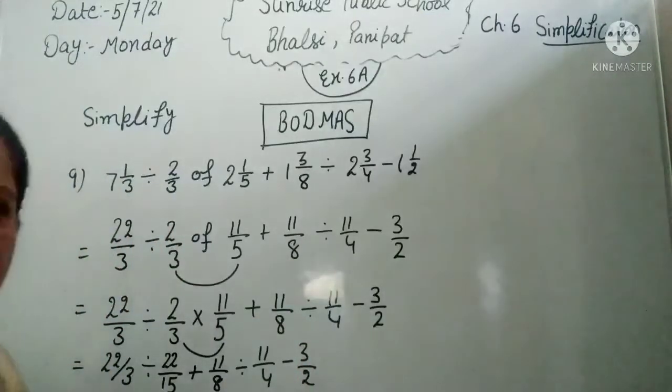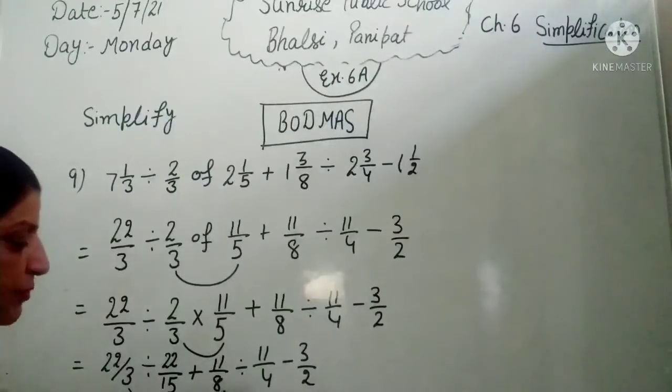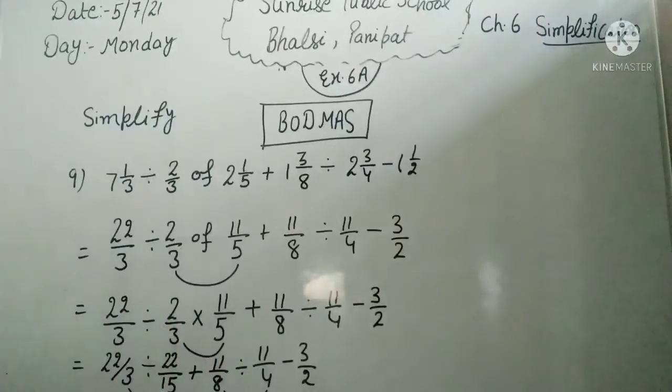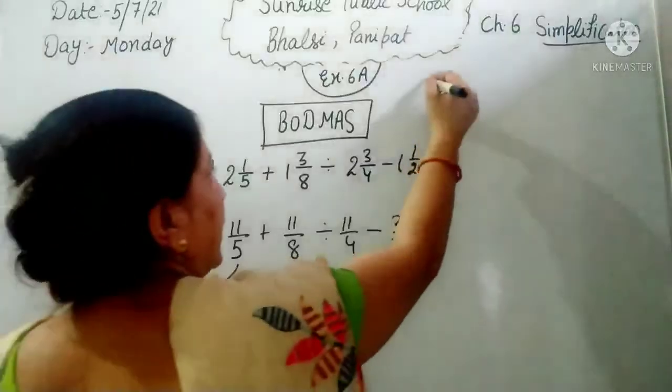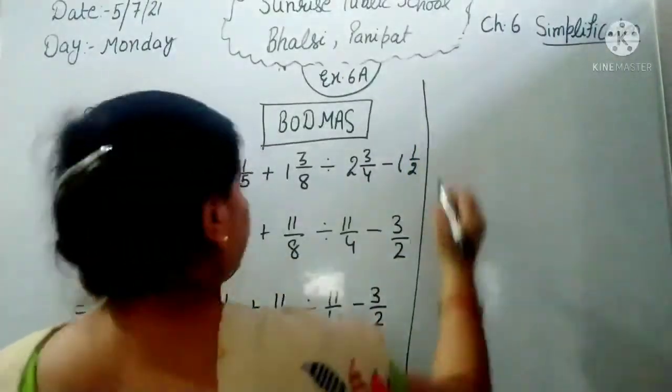Now after this we have to solve the division part, and the division part is in two places. So first of all we write all these numbers here.